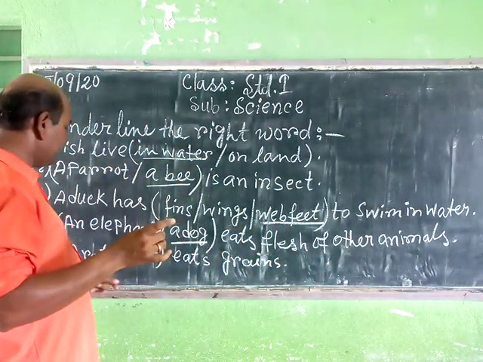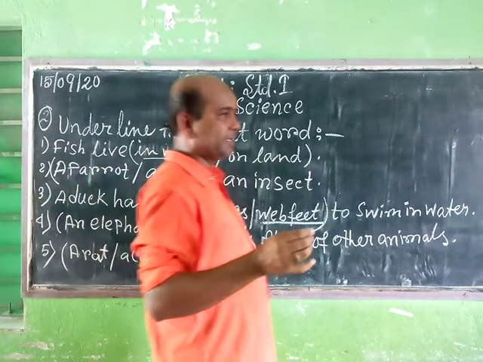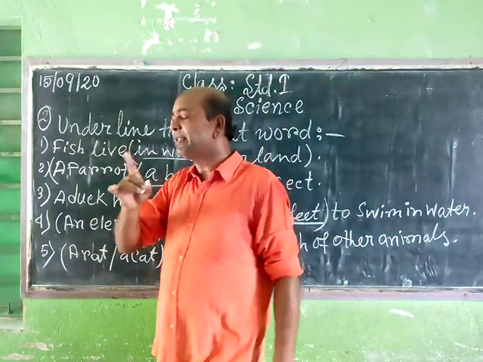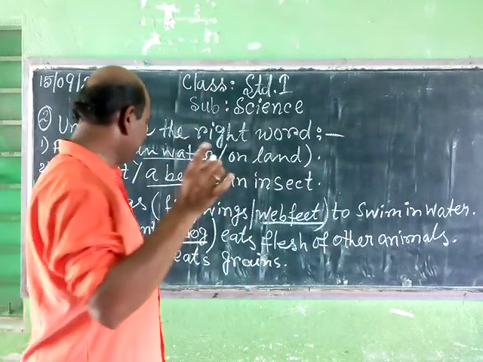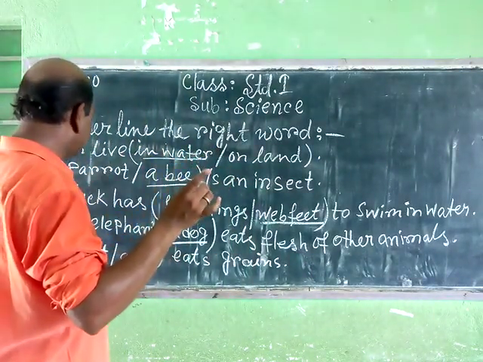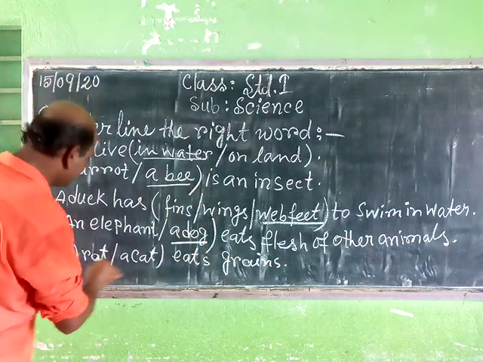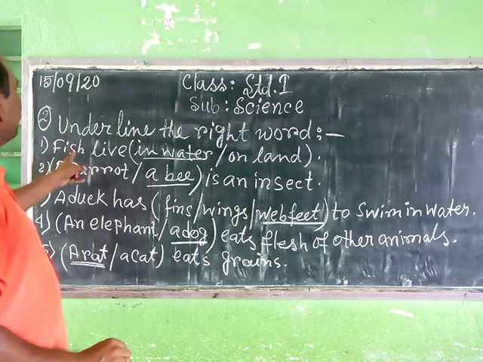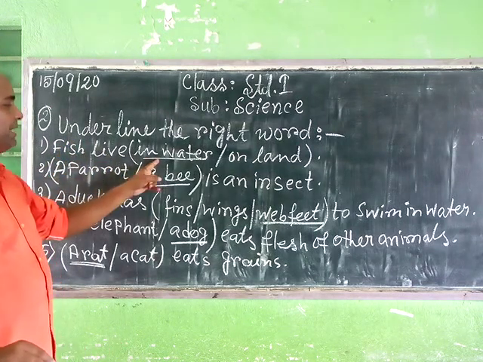A rat or a cat eats grains. Which animal eats grains? A dog or a cat? A rat. A rat eats grains.